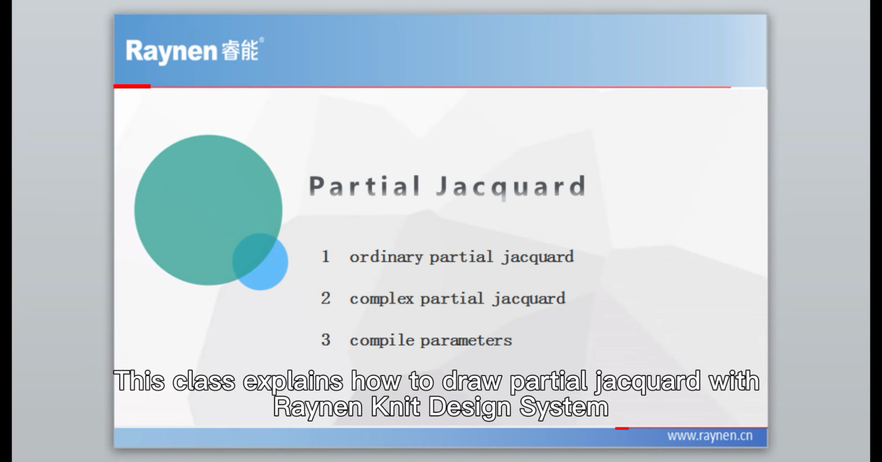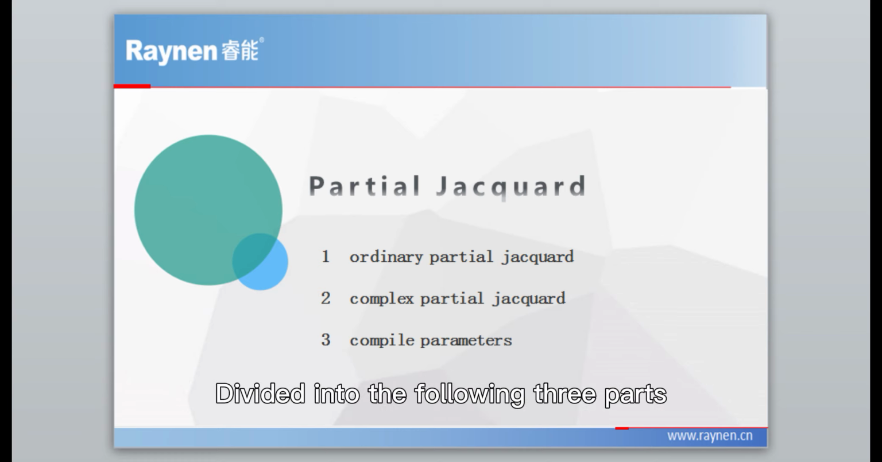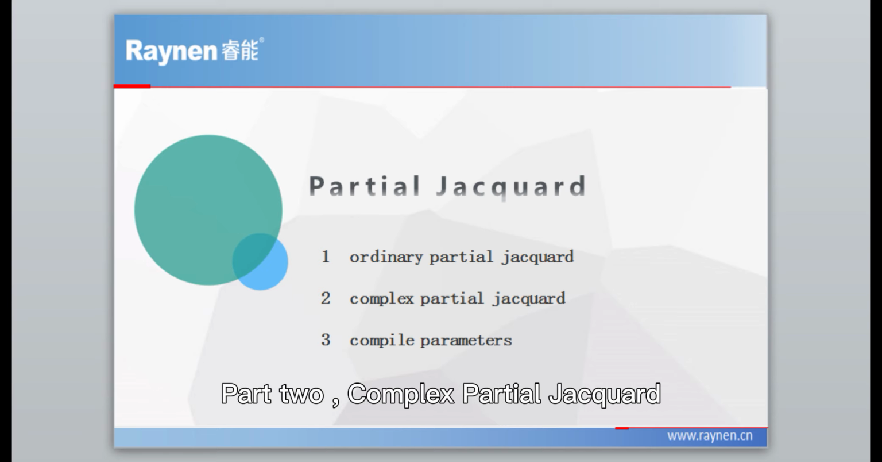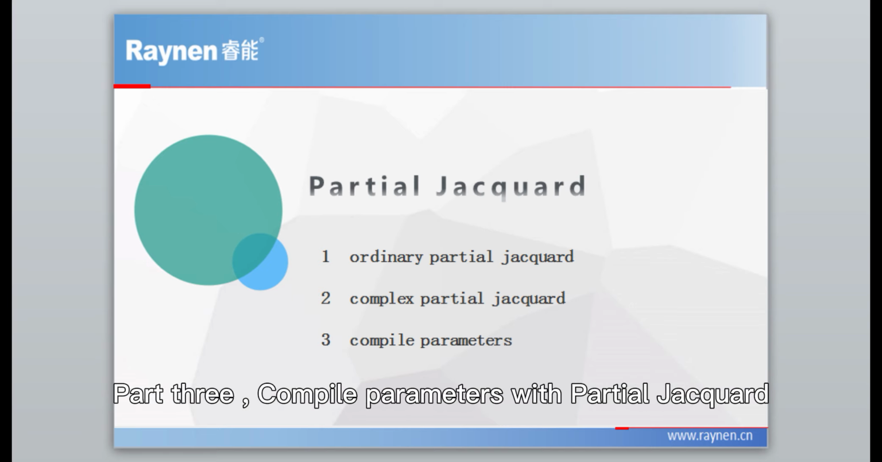This class explains how to draw partial Jacquard with the Renan knit design system, divided into the following 3 parts. Part 1, ordinary partial Jacquard. Part 2, complex partial Jacquard. Part 3, compile parameters with partial Jacquard.